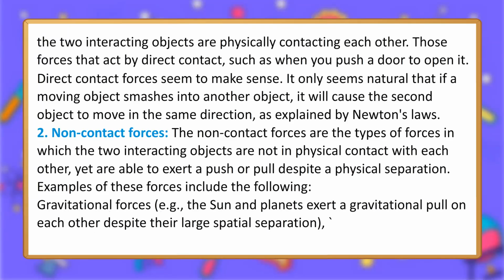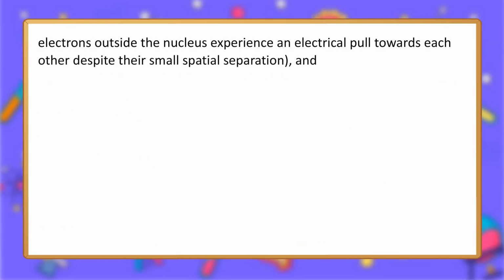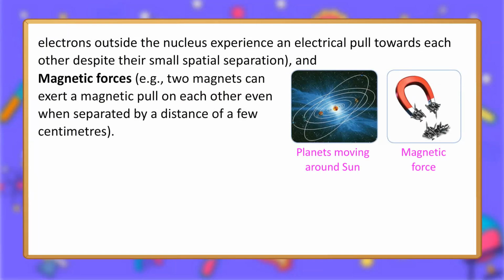Gravitational forces. For example, the Sun and planets exert a gravitational pull on each other despite their large spatial separation. Electric forces. For example, the protons in the nucleus of an atom and the electrons outside the nucleus experience an electrical pull towards each other despite their small spatial separation. And magnetic forces. For example, 2 magnets can exert a magnetic pull on each other even when separated by a distance of a few centimeters. Planets moving around Sun. Magnetic force.